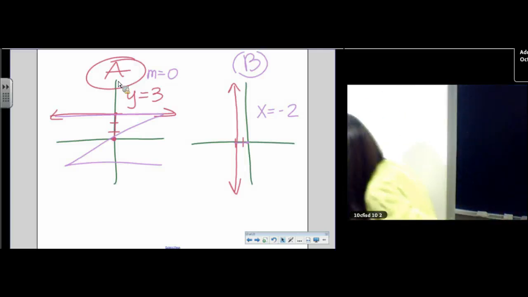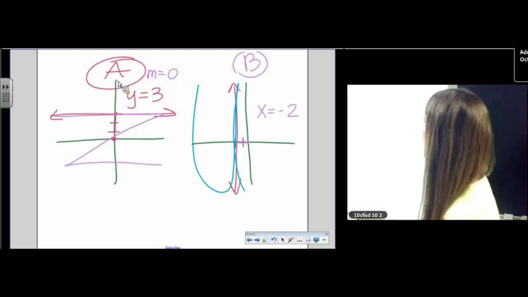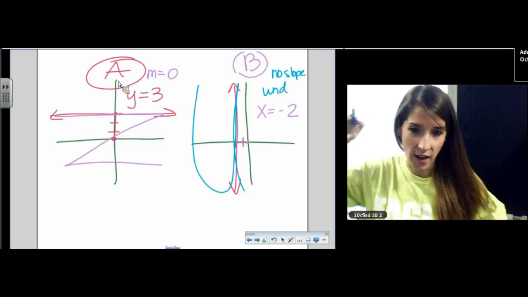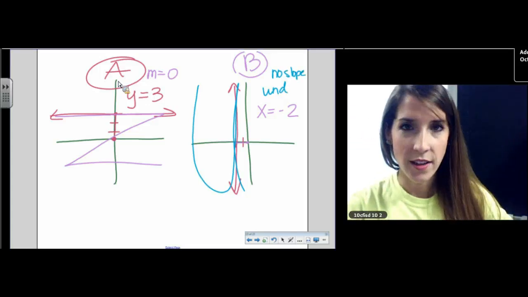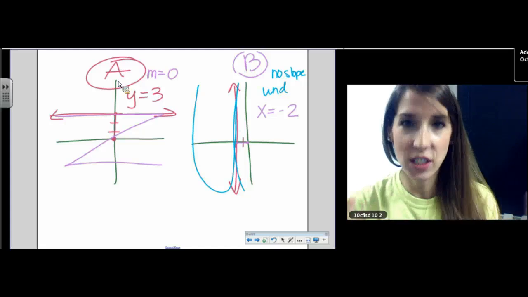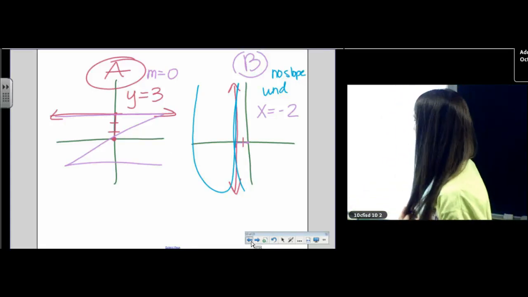I know you got it, Lars. The slope, I could make a u out of this. So the slope is undefined. Some people say no slope sometimes, but I like to say undefined. Do you agree that every time x equals an integer, the slope will be undefined? Yes. Okay? So now we feel good about those.